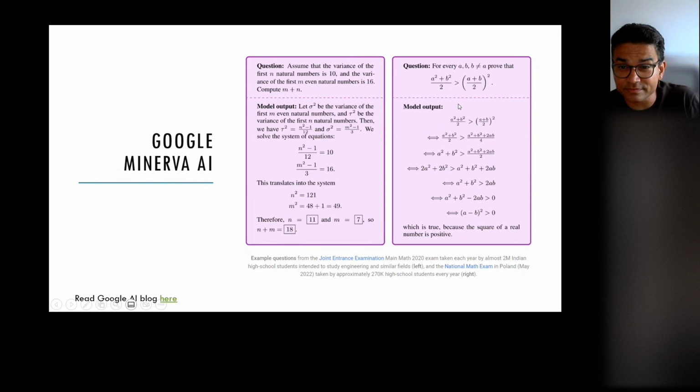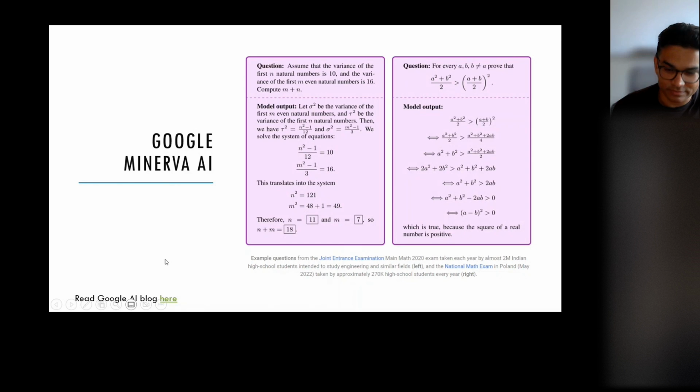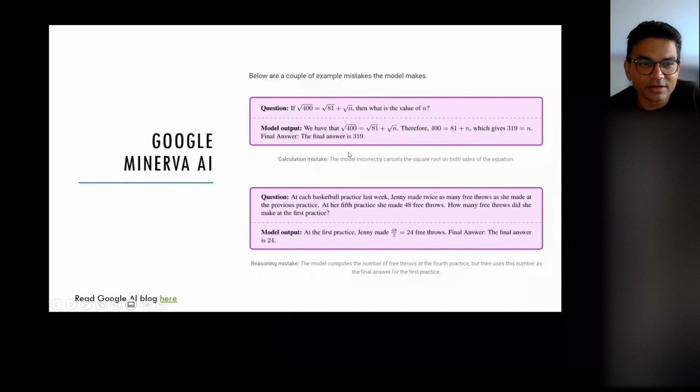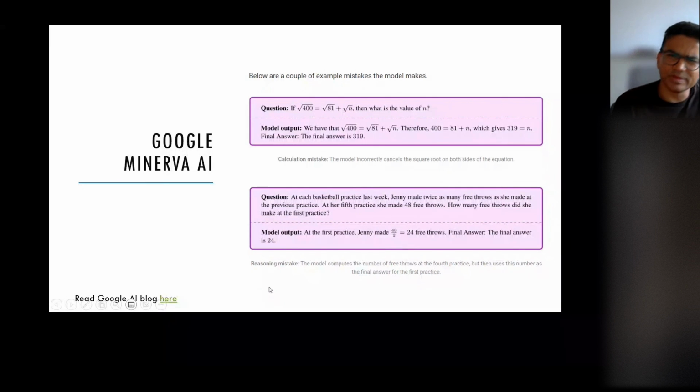Here's another example: the national math exam in Poland. The 270K high school students every year take questions like this and solve for it. Read more at this blog. Thankfully, it's not perfect though. This same Google Minerva AI model didn't do so well on some of these questions. But the way these models are advancing, it's pretty amazing.